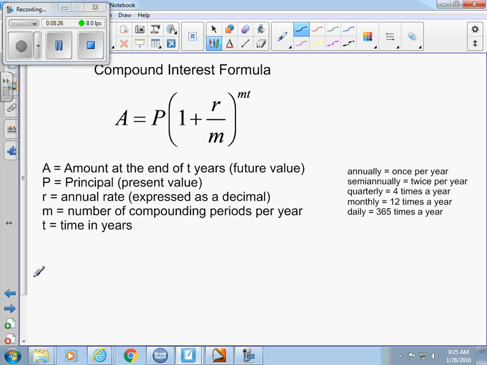Annually is once a year. Semi-annually is 2 times a year, so M would be 2. Quarterly is 4 times a year, so M would be 4. Monthly, of course, is 12 times a year. And when they do daily, banks use 365 days a year. There aren't exactly 365 days in every year, but that's what they use. If they do weekly, does anyone know how many weeks are in a year? 52. So if they do weekly, then M is 52.